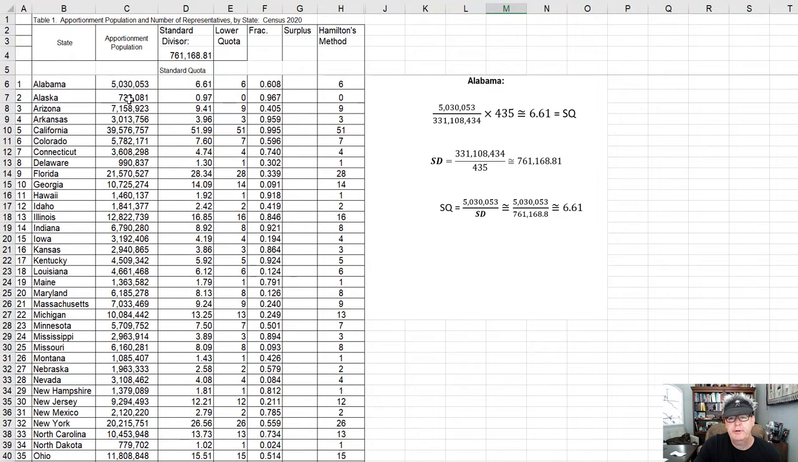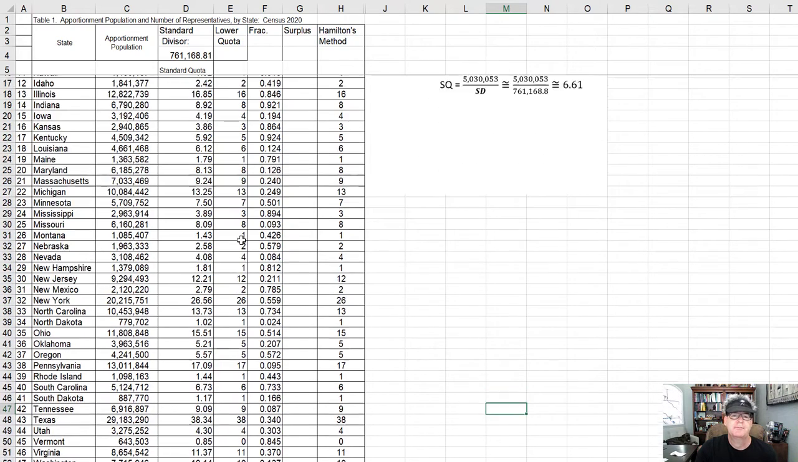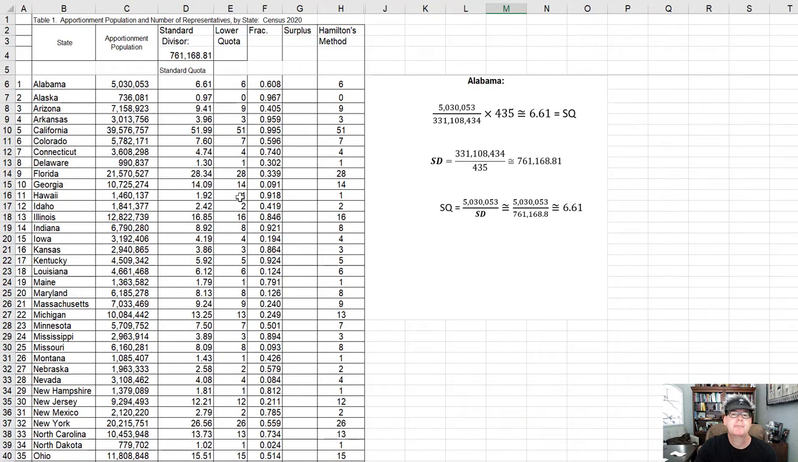So we have 435 units to give out, and if you look at the fraction of Alabama's population to the total population, you can just multiply that fraction times 435 to see that Alabama should get 6.61 units, and so on for each state. We call that the standard quota for the state.